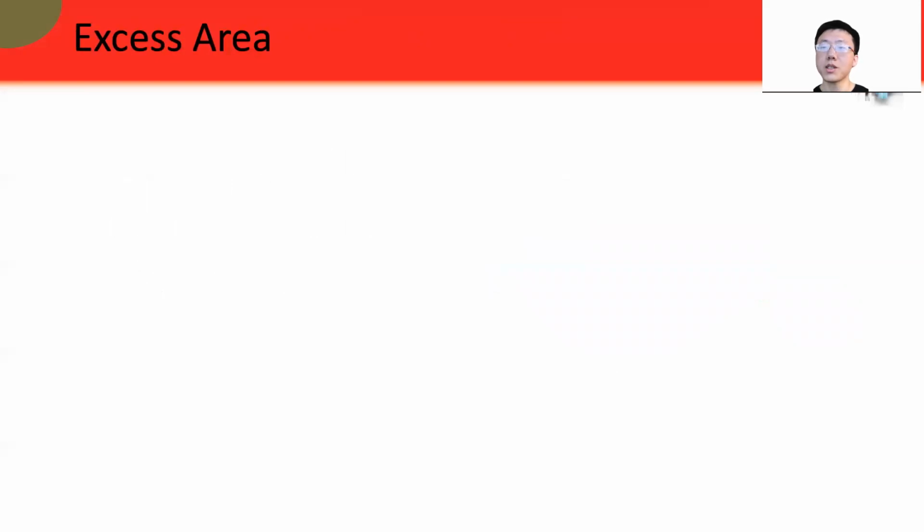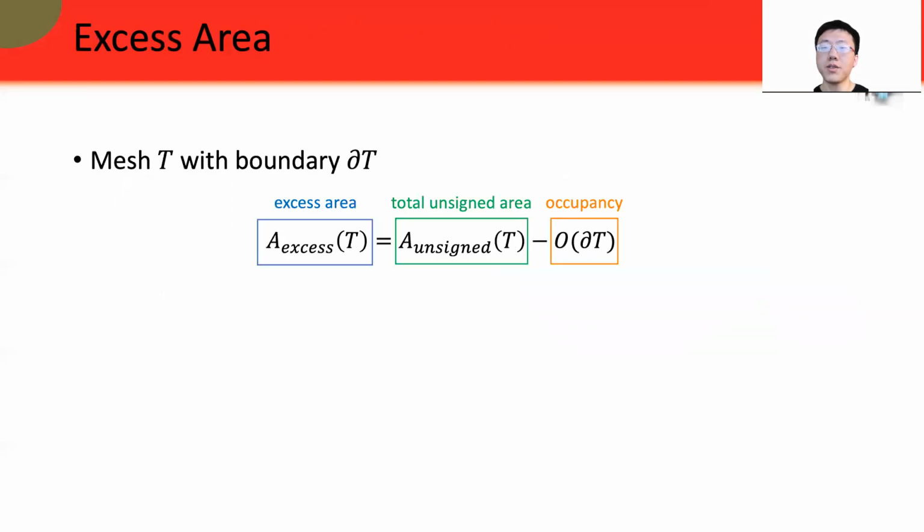Based on the occupancy, we now introduce a measure that captures the non-injectivity of a map. We call this measure the excess area. It is defined as the difference between the total unsigned area of the mesh and the occupancy of its boundary.